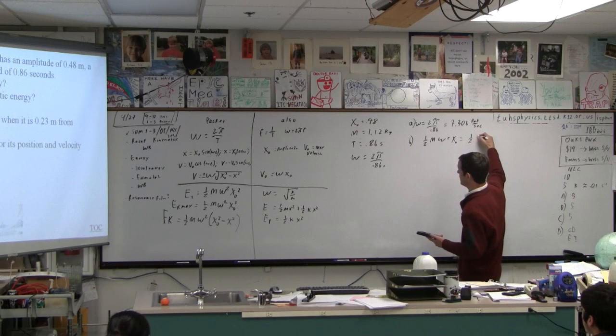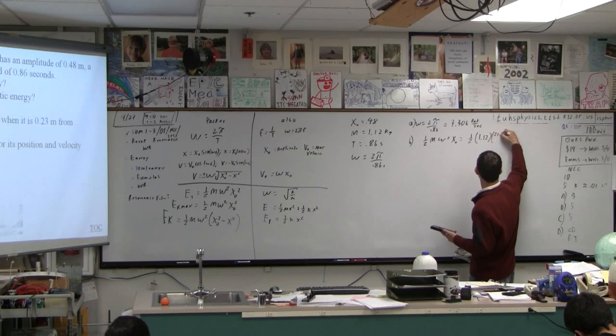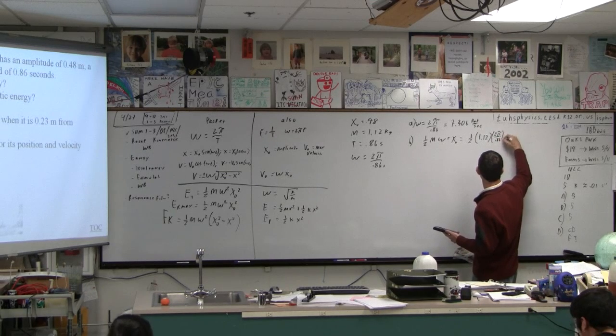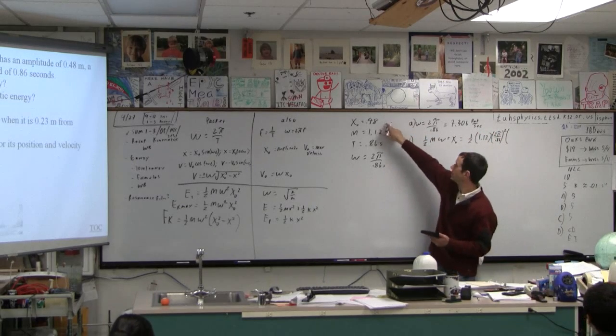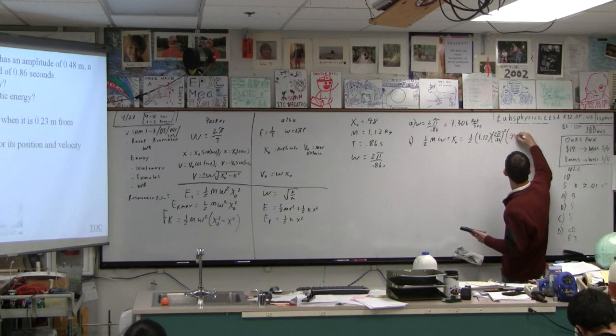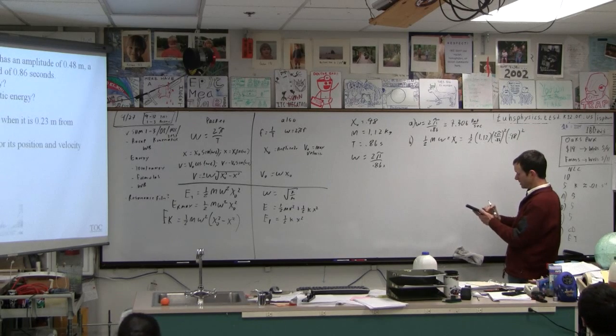Right? So one-half times 1.12 times omega, which is 2 pi over 0.86, squared, times, and what's our amplitude? 0.48. Don't forget to square that, right? So 0.5 times 1.12 times the quantity 2 pi divided by 0.86, squared. This has to be in parentheses, times 0.48 squared.